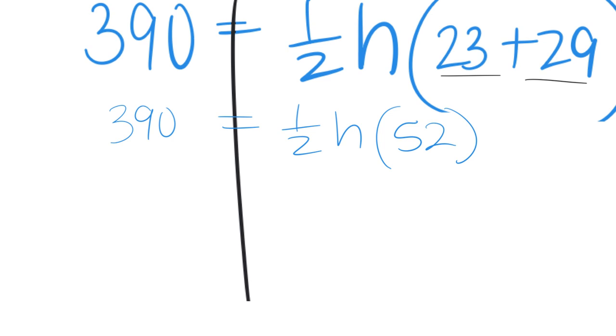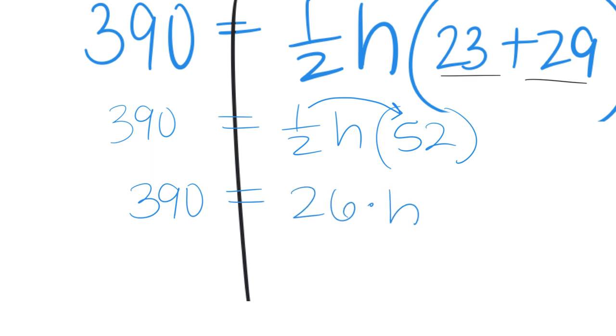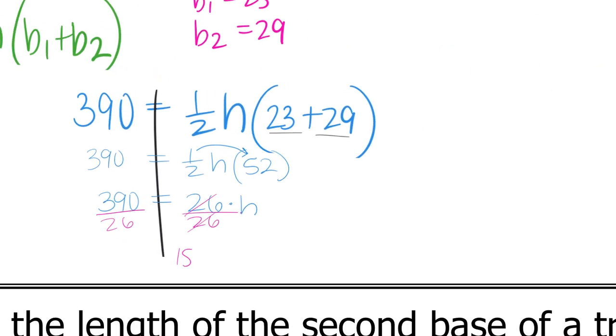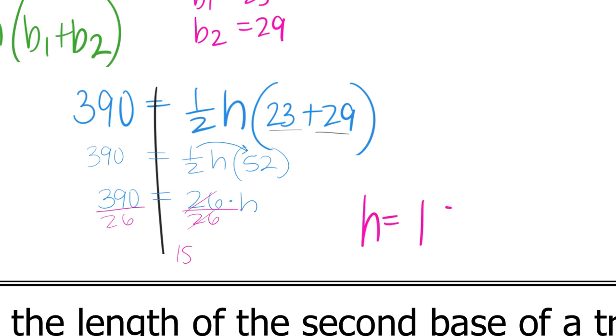Now you have a couple choices here. Some people would choose to get rid of the 1/2. What I would do is just do 1/2 of 52. I know there's an h in the middle, but that doesn't matter. You can multiply in whatever order you want. So we'll do 1/2 of 52, which is 26. So 390 would equal 26 times h, and then you can just divide both sides by 26. So the height would be 15. So we'll say the height of this trapezoid is 15 kilometers.